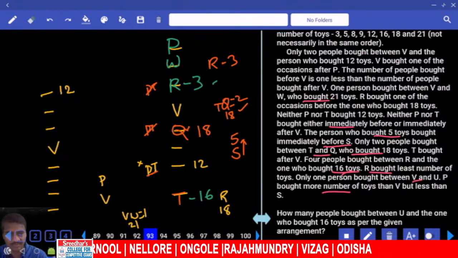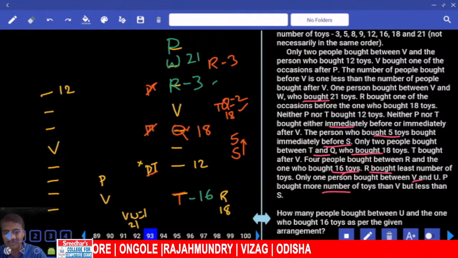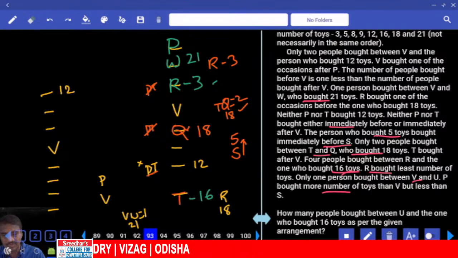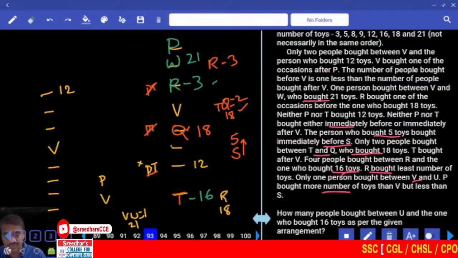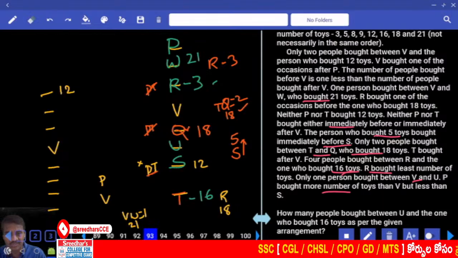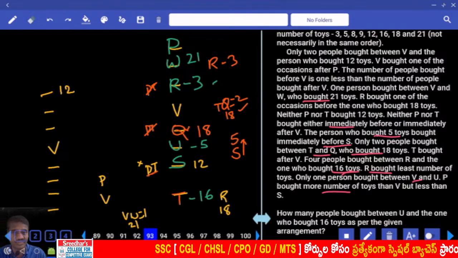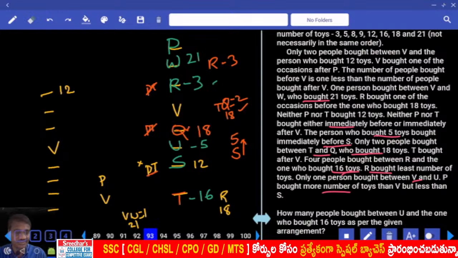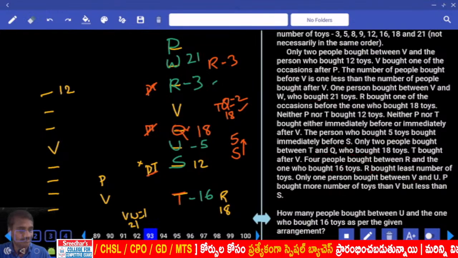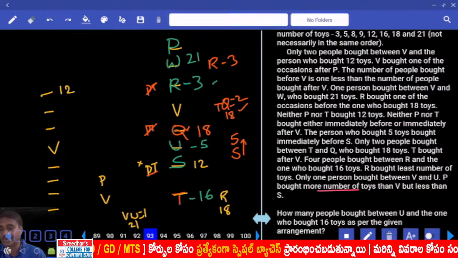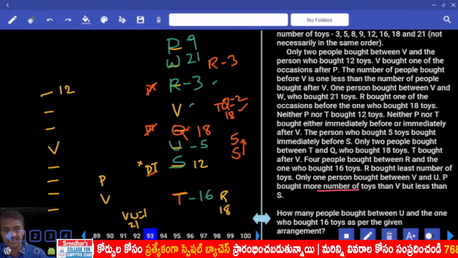And W is how many? 21. If W is 21, then what else is left over? V and U. Now V and U, how many persons? One person. V and U, one person means where should this U be? U must be here. Now S is here and immediately before this one 5 and R is 3. Then finally, what are the numbers left over? 9 and 8. Now 8 and 9 between P and V. P brought more number. More number means P must be 9 and V is 8.